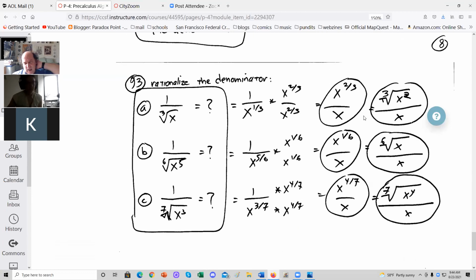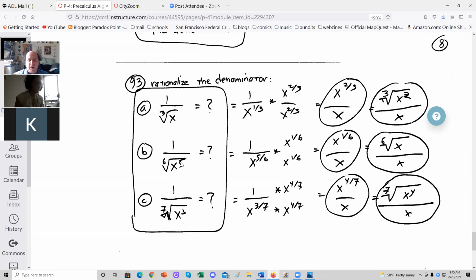So there's more rationalizing the denominator. Here's a 1 over cube root of x, which is 1 over x to the 1/3. Multiply above and below by x to the 2/3. This way, x to the 1/3 plus 2/3 is x to the 1, which is x. The numerator will be x to the 2/3. So x to the 2/3 divided by x. So a cube root of x squared, all that divided by x.